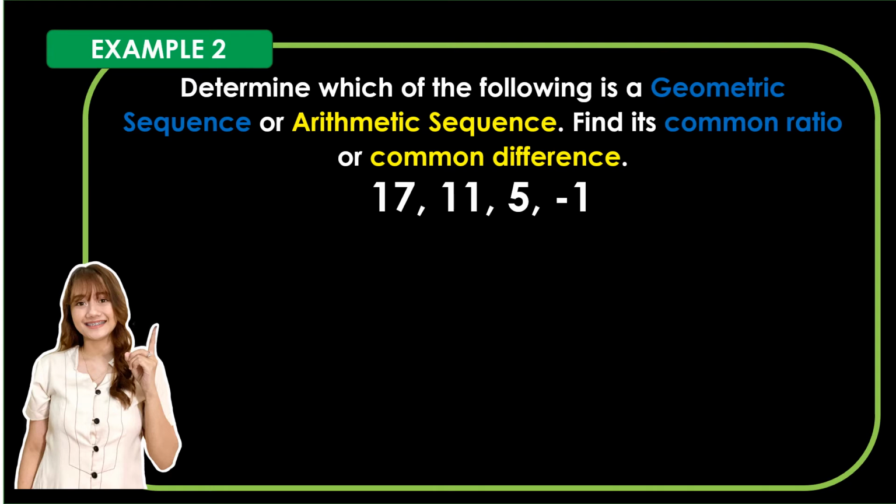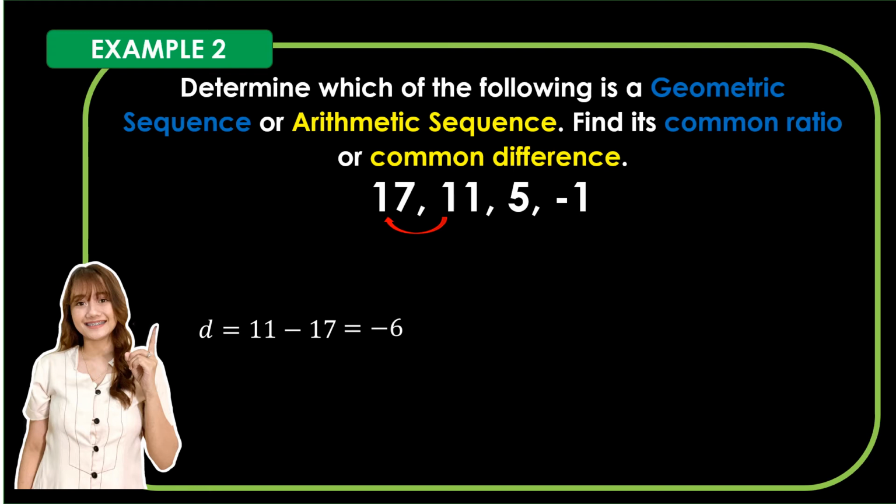So given the assumption that it is an arithmetic sequence, we subtract any term by its preceding term, starting with the second and the first term. So we subtract 11 minus 17, and 11 minus 17 gives us negative 6.